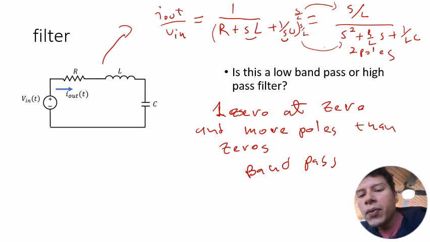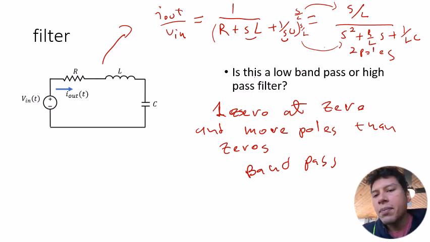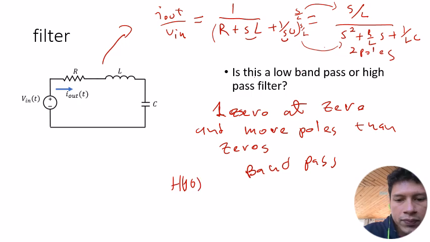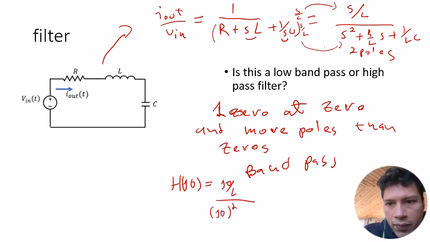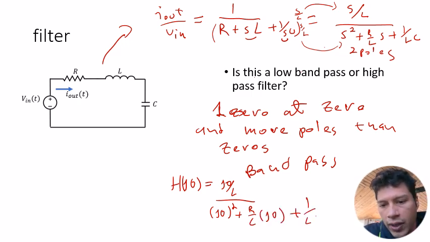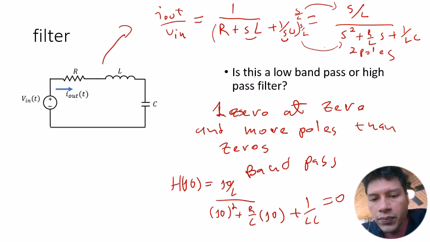Okay, another way we could have done this is by looking at h of j0, which in this case would be j0 over L, j0 squared plus R over L, j0 plus 1 over LC, which is just 0.